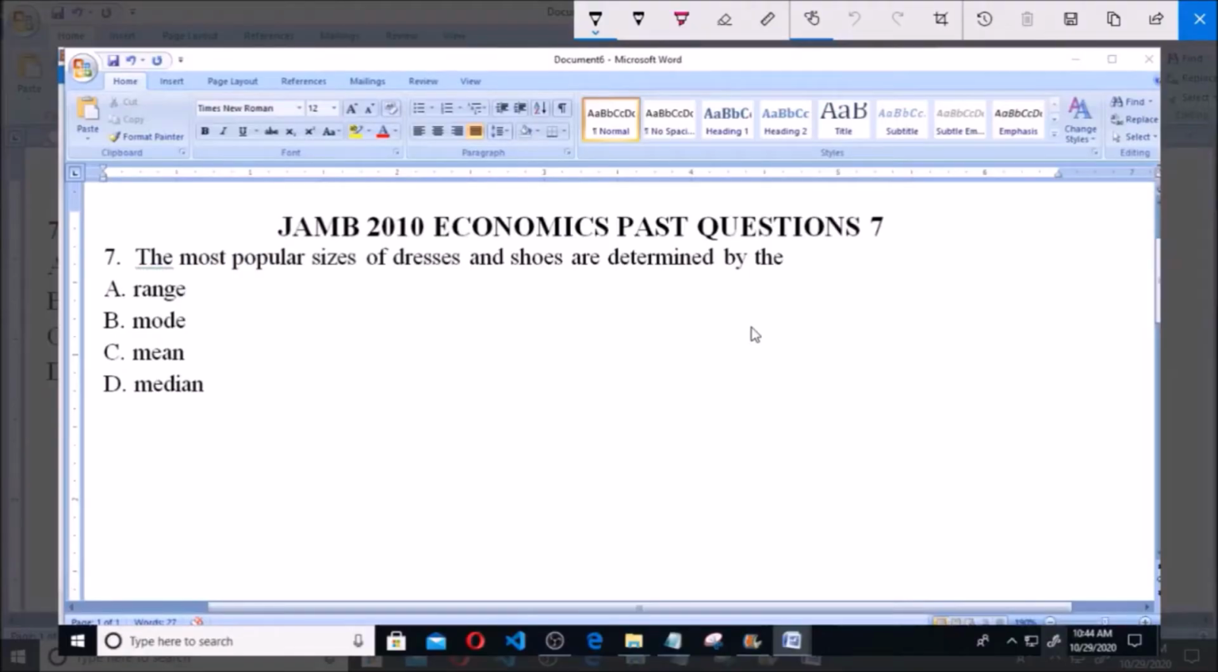JAMB 2010 Economics Past Question number 7. The most popular sizes of dresses and shoes are determined by: A, the range; B, the mode; C, the mean; D, the median. The range deals with the highest and the lowest. So the range, since sizes of shoes and clothes deal with body sizes and foot sizes, is the correct answer.